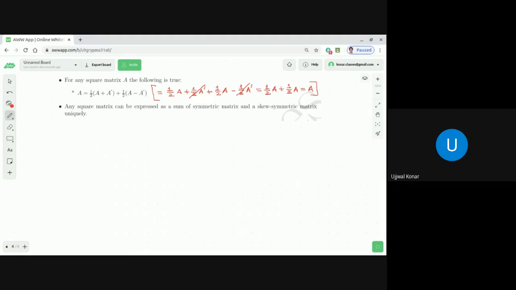And that expression leads to a very important conclusion, which I mention in the next one. It says that any square matrix can be expressed as a sum of a symmetric matrix and a skew-symmetric matrix uniquely. And uniquely is a very important word here, and we will see why it is so. I am going to establish this property with a derivation. So in the next few minutes, dear students, you will find a derivation from me to establish this statement. How? Let me show you.